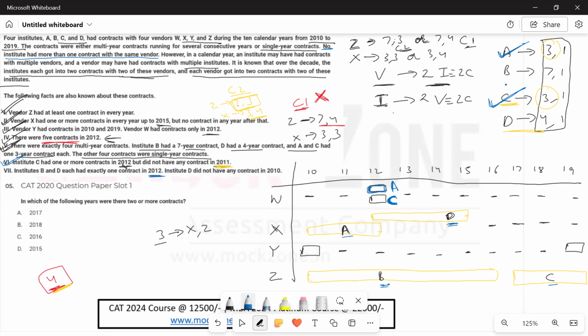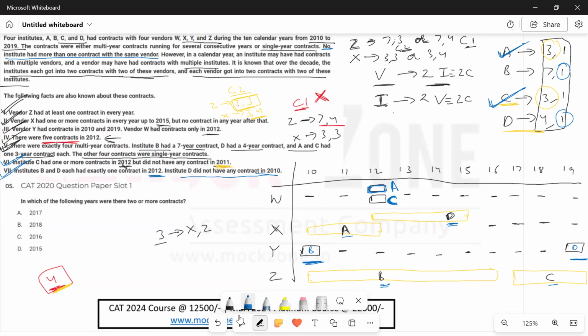So the remaining two contracts are this B's single year and D's single year, and that will be either this and this. It is given in statement number 7 that Institute D did not have any contract in 2010. So this one cannot be D. So the only possible value for this is B, and this one will be D. So this way we have figured out all the contracts and all the years for all the vendors.